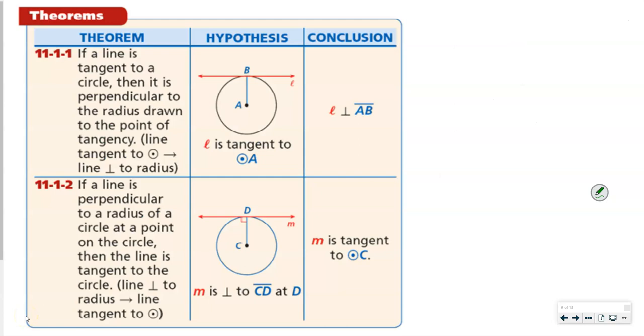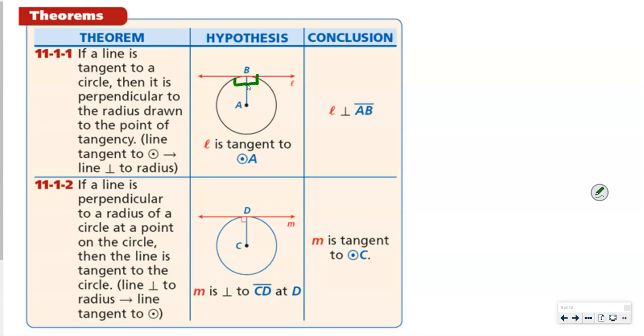So this first one says, if a line is tangent to the circle, then it is perpendicular to the radius drawn to the point of tangency. So the line tangent to the circle is the line perpendicular to the radius. So what does that mean? That means I have a right angle here, which also means there's a right angle there, right? Okay, then the converse is true.